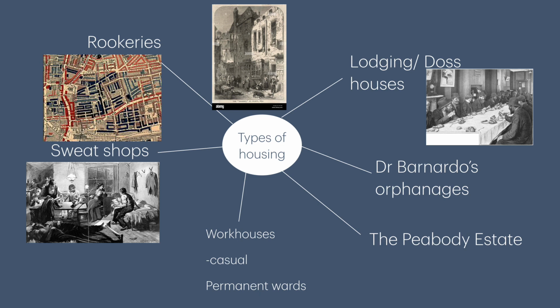Accommodation can be split into a number of categories: permanent and temporary, and those which were designed to help the poor. There were 30,709 residents in Whitechapel, to be specific, in 1881, and only 4,069 occupied houses. The different types of houses include rookeries, those are the slums, lodging and doss houses, those are the temporary accommodation, sweatshops, help for the poor available in the workhouses with casual and permanent wards, Dr. Barnardo's orphanages, and the Peabody estate, when the government starts to step in and we get slum clearance.